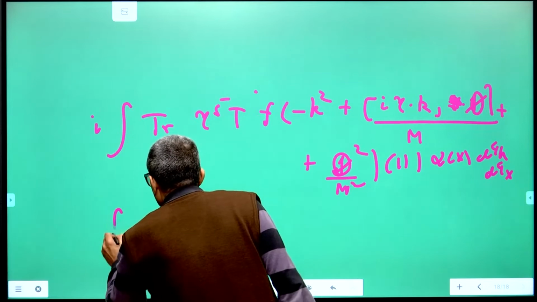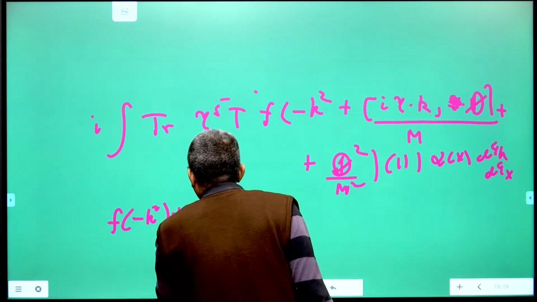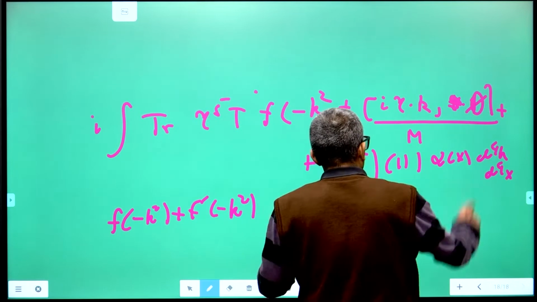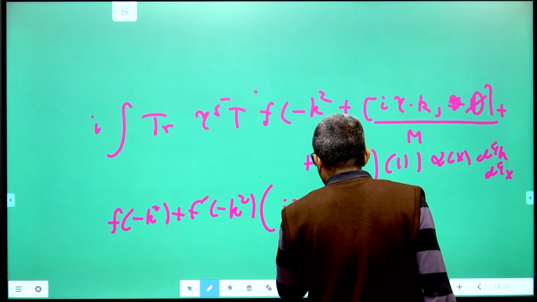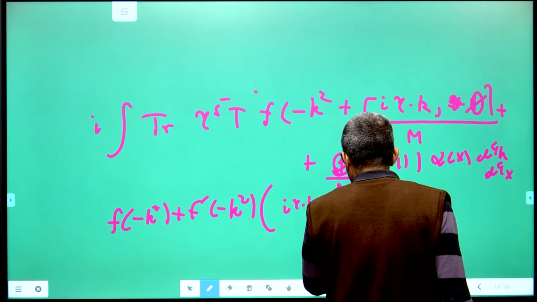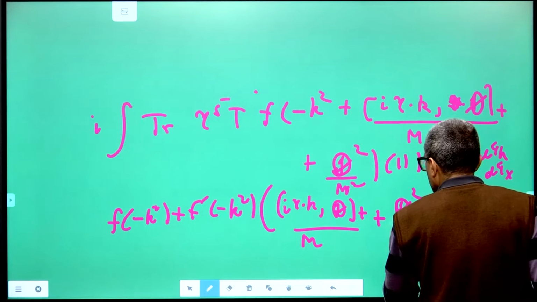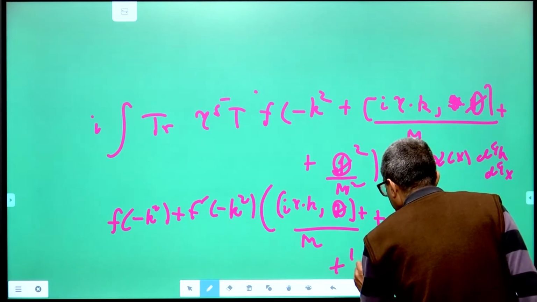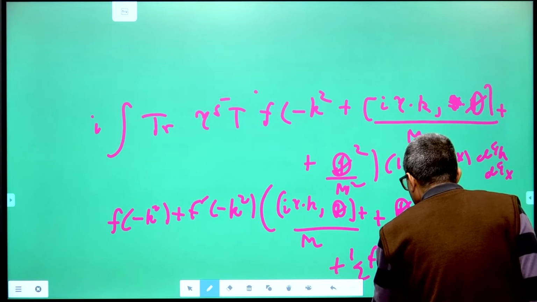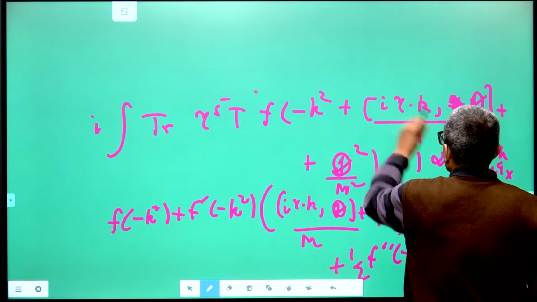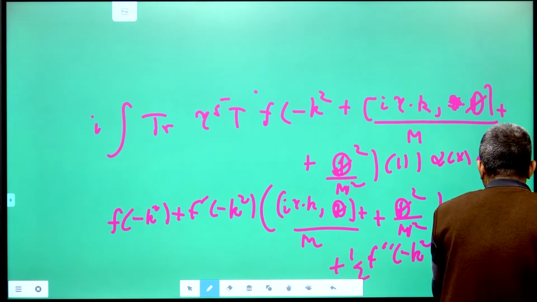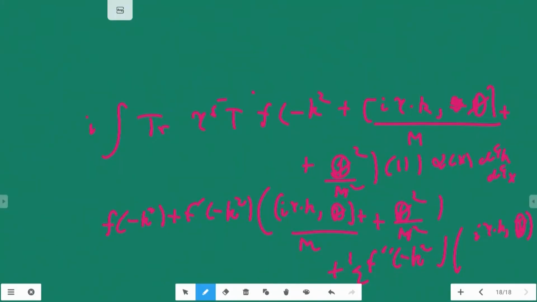So this can be written as f of minus k square plus f dash of minus k square times these two terms. So this will become I gamma dot k comma d plus by m plus d square by m square acting on 1, plus half f double dash of minus k square into the square of this quantity. The square of this quantity is I gamma dot k comma d plus d square by m square, whole this thing and whole square of this.